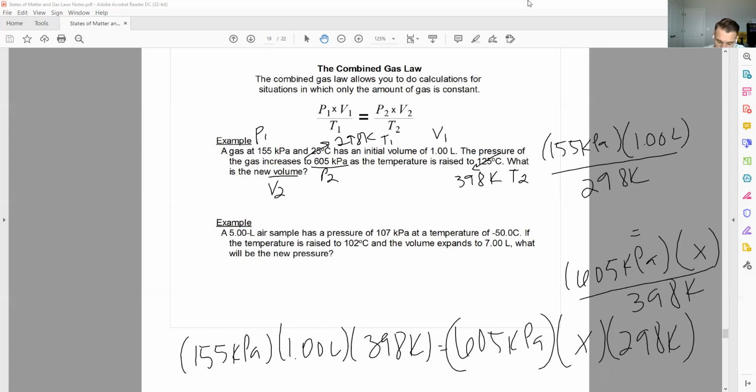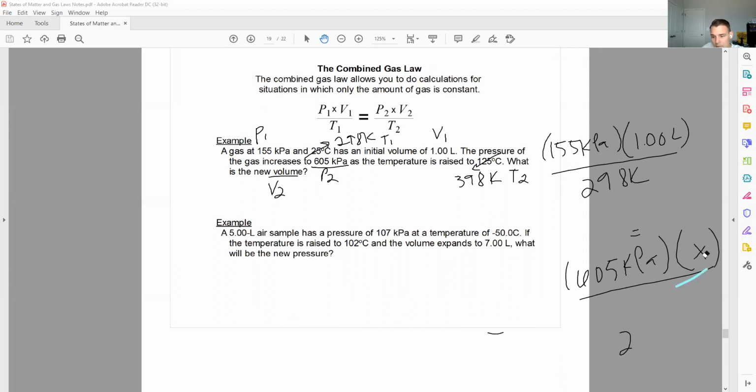You rearrange and solve, well, you divide both sides by 605 times 298 to get x by itself. We all know how to do algebra, so I'm not going to bore you with the details. 0.342 liters. I end with 3 sig figs because all of my measurements have 3 sig figs in them. Okay, I'm going to have to erase this, so if you need to pause, please do. And then we can do the last one.